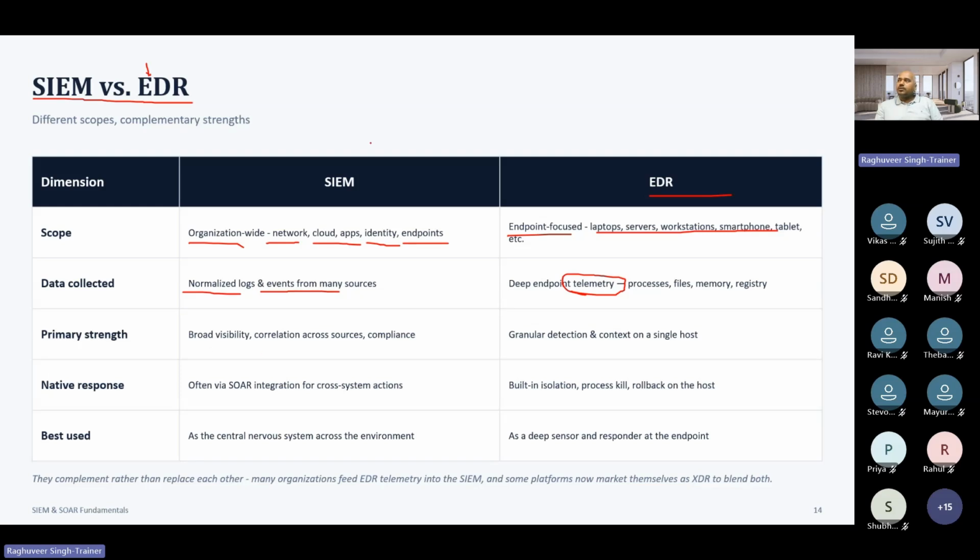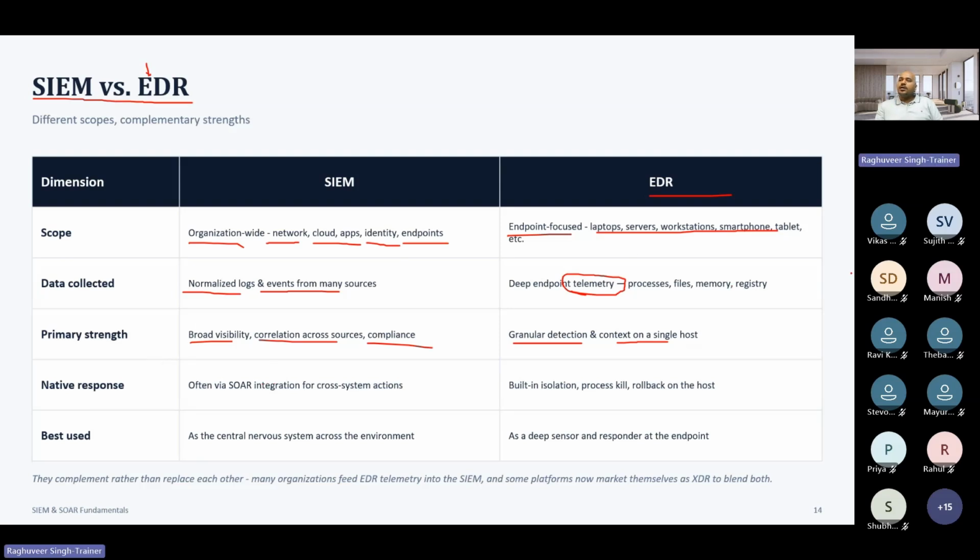Then comes strength. So EDR is basically for granular detection and context on a single host. You deploy EDR on one system, it only works on that system. But when it comes to SIEM, SIEM is for broad visibility, which means when you configure SIEM, you don't configure it for one system. You configure it for a behavior. So if you want to collect event logs, you will collect event logs from all the systems at once. So it is basically for a wide scope. So it has broad visibility. It performs correlation across multiple sources and compliance. That's what SIEM does.